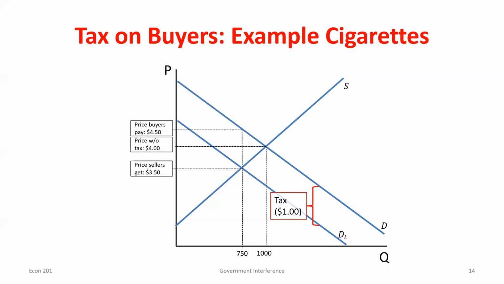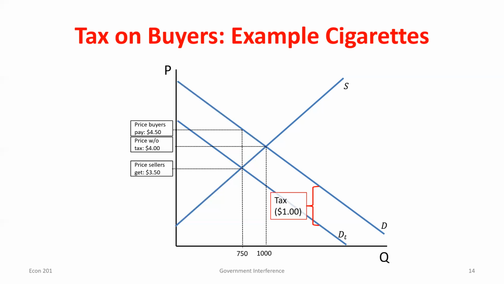Now notice we still have this difference between the price consumers pay and the price sellers keep. We're still going to end up with the same area as deadweight loss. And in fact, the price that consumers pay and the price that sellers keep would be the exact same.